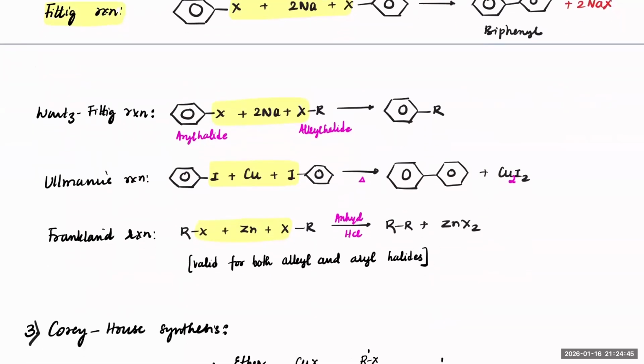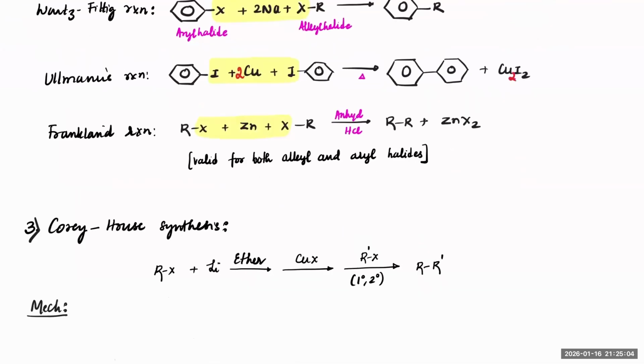Okay. Similarly, if you have an aryl iodide, this is specifically for iodide. In case of aryl iodide, I'll take 2 moles of copper, correct? Then you will end up getting Cu2I2 and biphenyl. That reaction's name is Ullmann's reaction. And in case you have an alkyl or aryl, it doesn't matter whether it is alkyl or aryl, for both of them, in the presence of zinc and anhydrous HCl, if R and R get connected, correct? Then that is called Frankland's reaction.